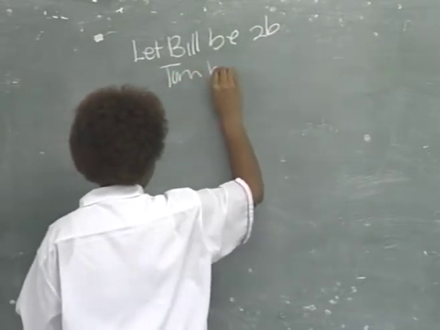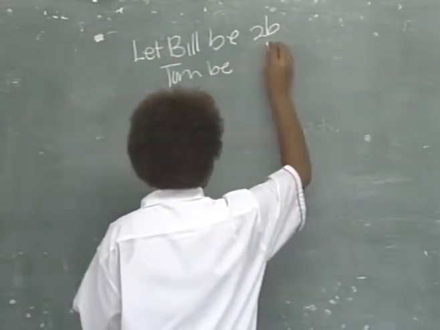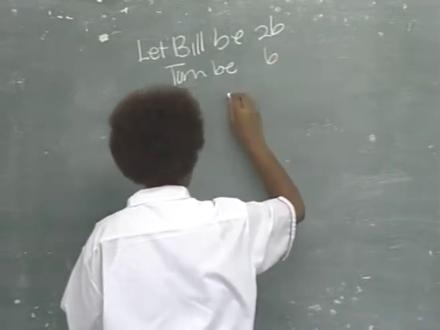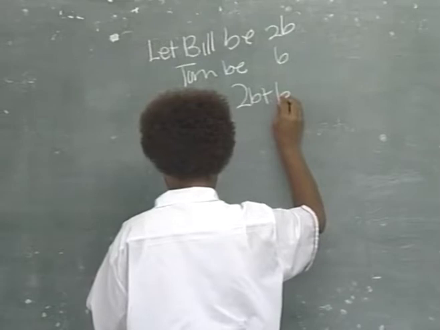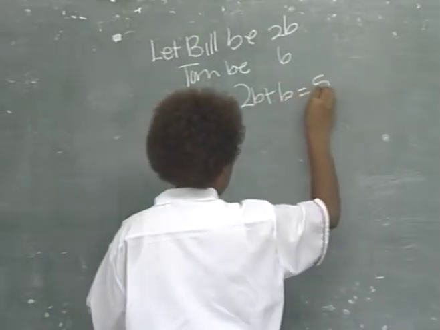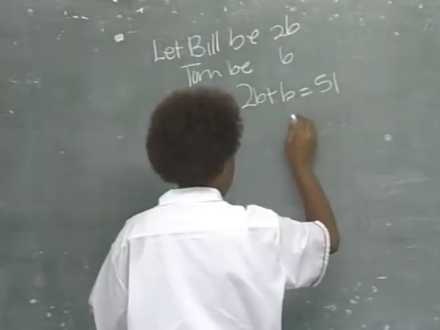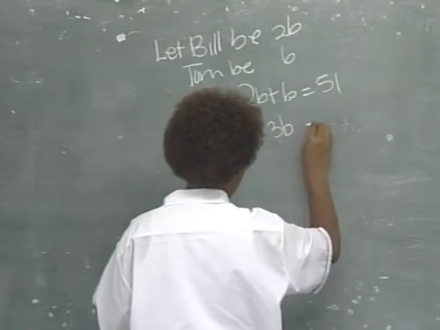Let Bill's number of marbles be 2B. This exercise is very easy. I have to give you a challenging one.